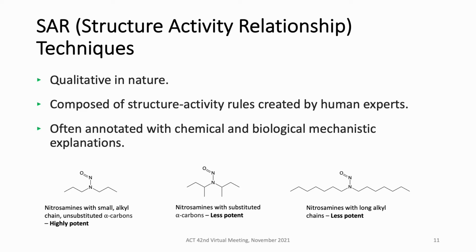And these coded rules can then be transformed into a computer program to be used for prediction of unseen and untested nitrosamines. To make these rules more sophisticated, we can keep on adding more and more rules that we can think of or the experts suggest, and gradually it can become a sophisticated technique to predict potency of untested nitrosamines. So this is basically the structure activity relationship technique, or the SAR technique.